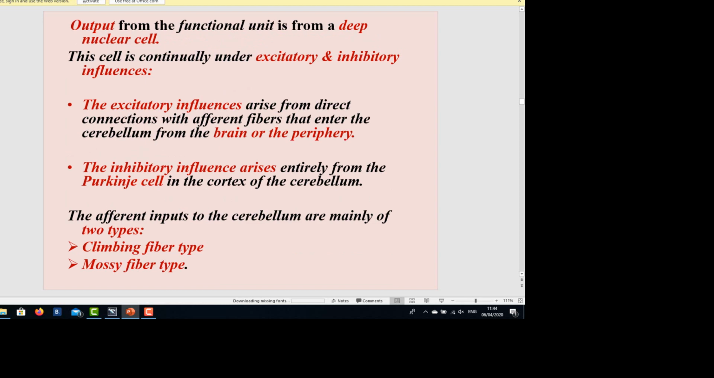Output from the functional unit is from a deep nuclear cell. This cell is continually under excitatory and inhibitory influences. The excitatory influences arise from direct connections with afferent fibers that enter the cerebellum from the brain or the periphery. The inhibitory influence arises entirely from the Purkinje cell in the cortex of the cerebellum. The afferent inputs to the cerebellum are mainly of two types, the climbing fiber type and the mossy fiber type.